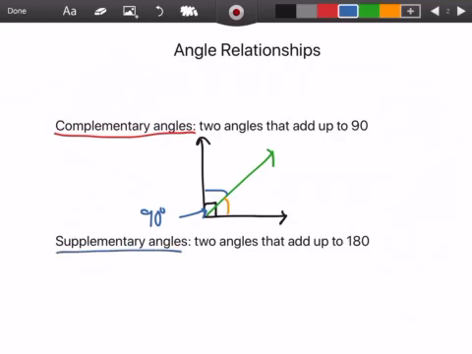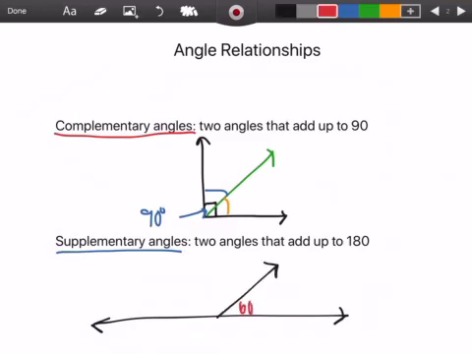Supplementary angles are two angles that add up to 180 degrees. So they form a straight line. They form this straight angle. So we have this line, one breaking off of it. Let's say that this one is 60 degrees. Because it's supplementary, it adds up to 180. So that means this one over here is 120 degrees. And together they form this straight line, which is 180 degrees.